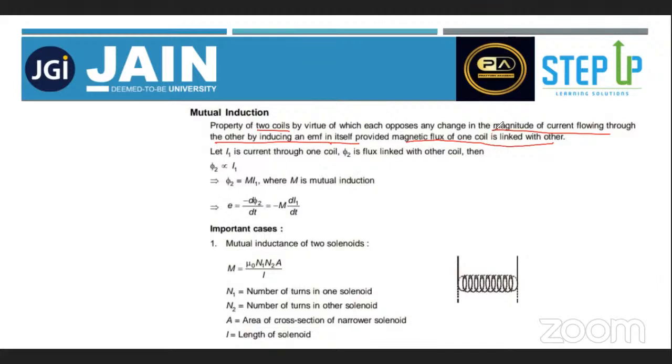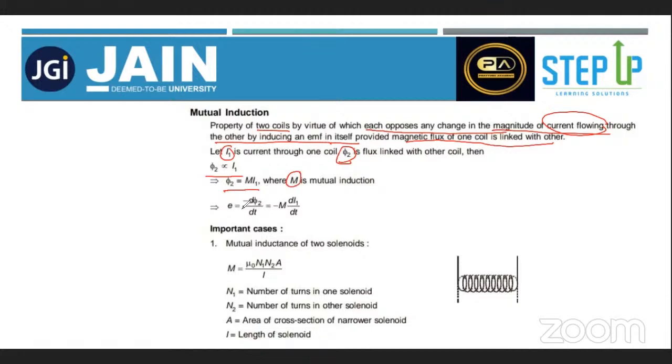Each opposes any change in the magnitude of current flowing, and for that you have an induced EMF in the other one. If I take current for one coil, the other has to be flux phi. So for one I took current, and for the second I took phi. If I had taken phi one here, I would have taken current there. So I can say that phi two is proportional to I1, which is written as phi two is equal to M I1, where M is the term which represents mutual inductance.